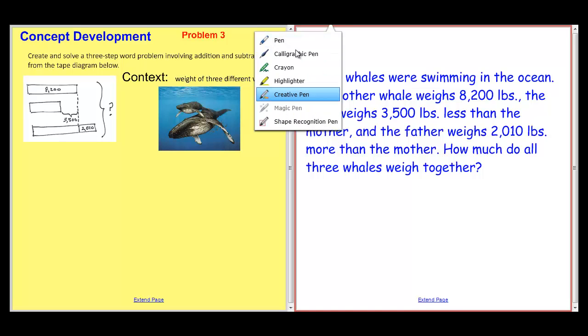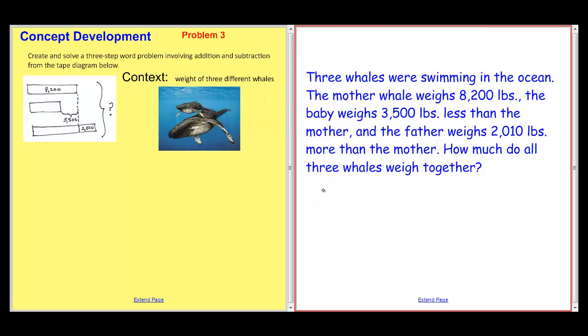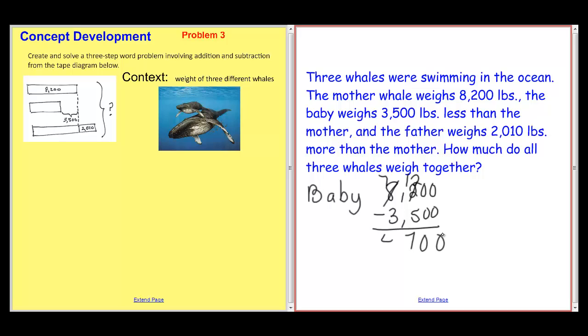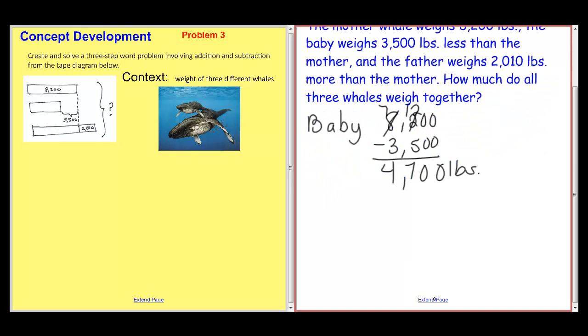So if the mom weighs 8,200, I'm going to label this baby. Okay, so it weighs 3,500 pounds less than the mother. So I'm going to subtract here. I can subtract in the ones and the tens, but in the hundreds, I'm going to have to decompose and make this 12. So that gives me 4,700 pounds. So this is how much the baby weighs. All right, so next I'm going to go to the father.